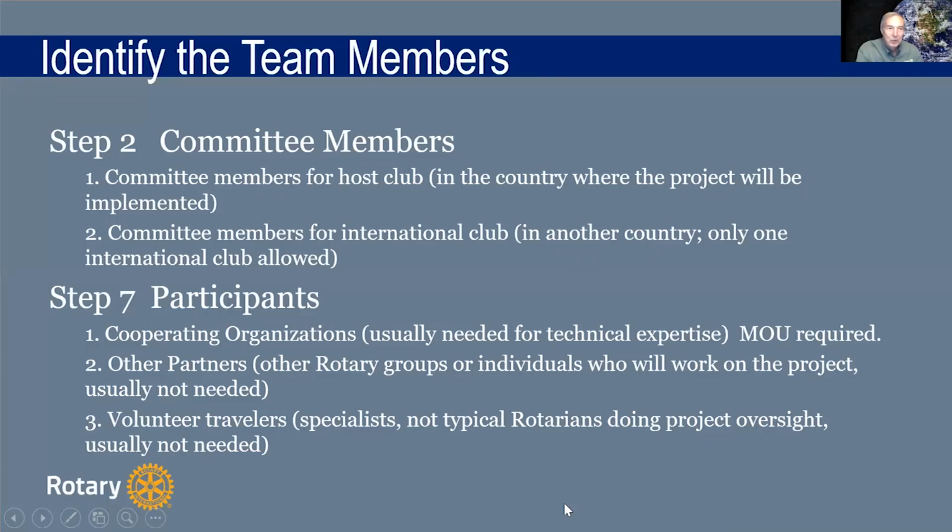I'm going to go back to this. So then when you're in step 2, we talked about committee members. We put those in. Participants.